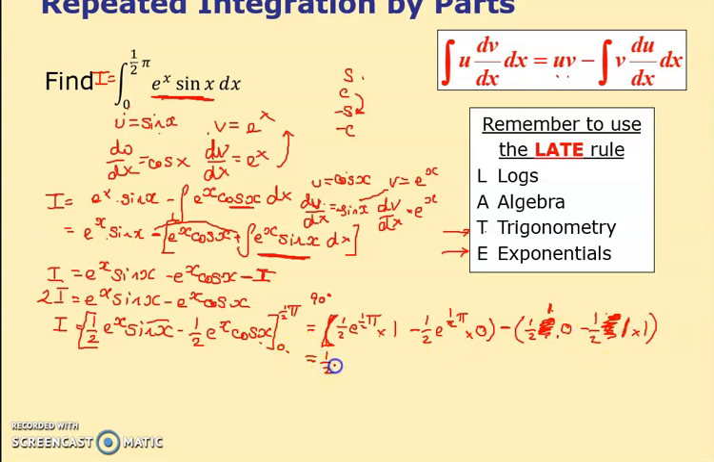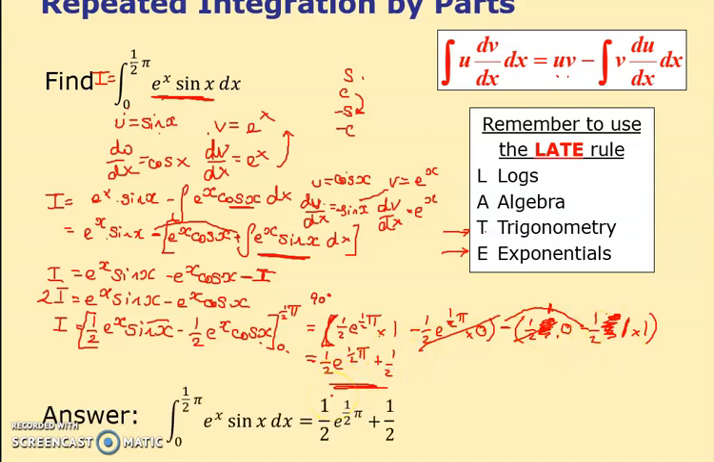So I get a half e to the half pi times 1. That all disappears. That disappears. Minus and minus is a plus. And 1 times 1 is 1, so times by the half is a half. I think that is the answer. Let's see what the answer says: half e to the half pi plus a half. There you go. So that's 2 examples done.